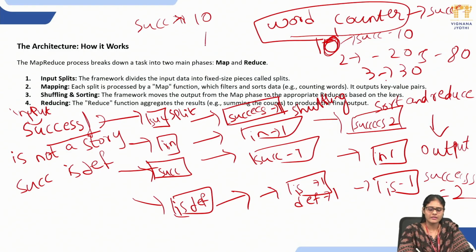So the word success is 10 times. This is the only output the client will receive. In that way there will be no network traffic, no delay, no load balancing issues, no fault tolerance issues, and no network issues as well, right? So that is the main reason for using the MapReduce algorithm. These are the different phases which work on the distributed file system, HDFS.